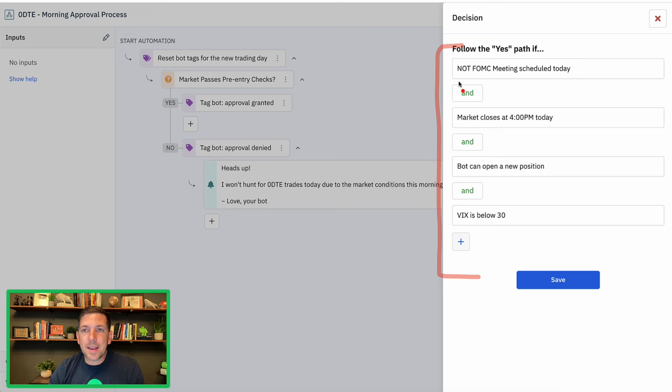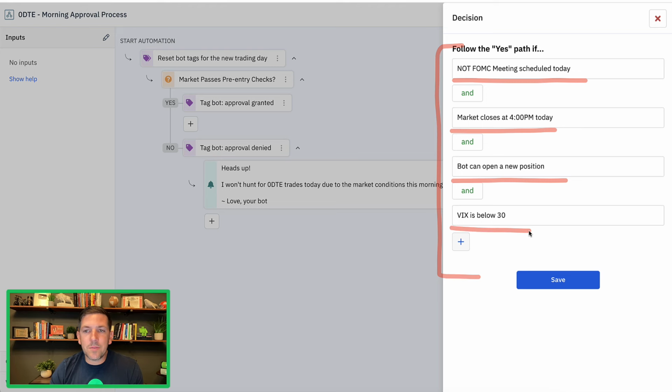So in my case, I said it's not an FOMC meeting today. So I don't want to trade this bot template on an FOMC meeting. We've done videos on the strategy I use now for FOMC meeting days, but this particular process we don't want to run on an FOMC meeting day. We want to do it on a normal market close day, so not an early close. Of course, we want to make sure the bot can open a position. It doesn't have like a position that got held over or a 1DT position that I manually got into or whatever the case is. You can add, remove this.